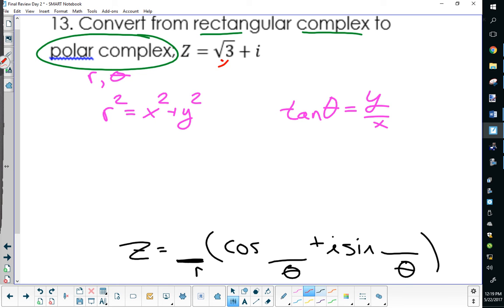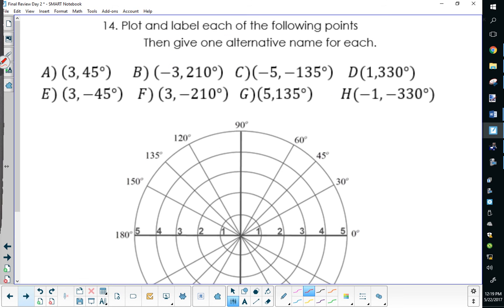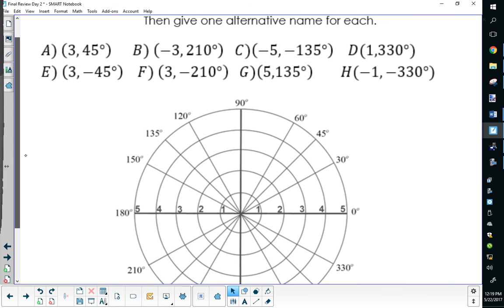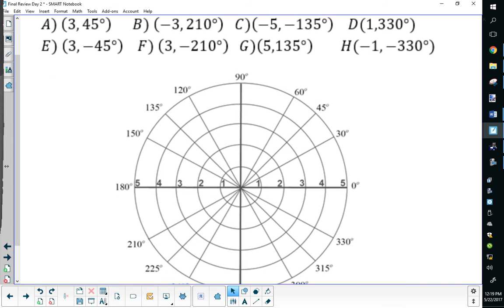This is my x value, that radical 3. What's my y value? It's a 1. There is a 1 in front of that i. That's my y value. I'm not going to do that one. We just did it a second ago. We shouldn't be too awful at it. Last thing I want you to do here is on number 14, go ahead and graph A, B, C, and D. Remind yourself how to graph those polar values, A, B, C, and D.